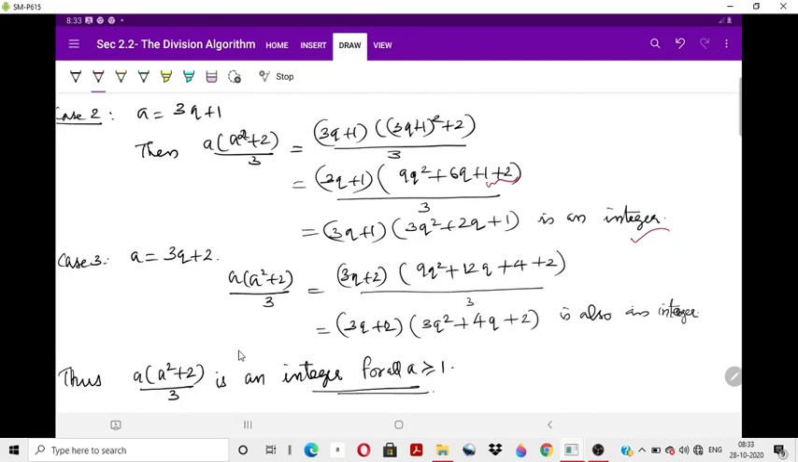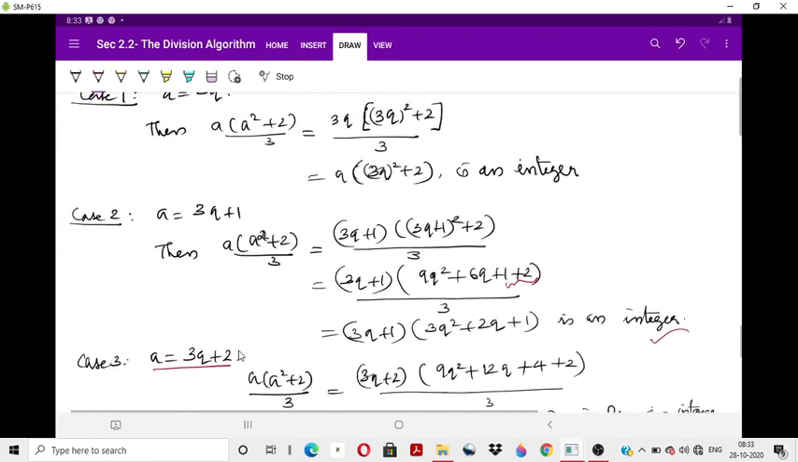Now the third case, when a equal to 3q plus 2. The expression will be (3q plus 2) into (3q plus 2) whole square plus 2, which becomes 9q square plus 12q plus 4 plus 2, that is plus 6. From all this we can again take 3 outside in the second bracket. Cancelling that with the denominator 3, we get an integer in this case also. That means a(a² + 2)/3 is an integer for all a greater than or equal to 1. So these are two applications of the division algorithm.